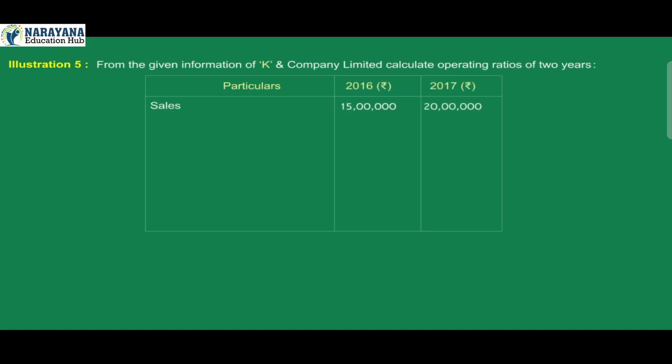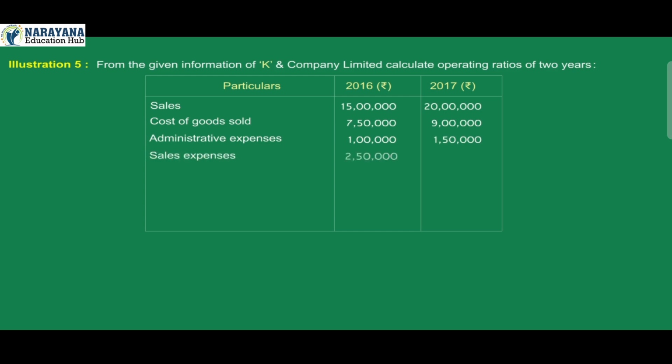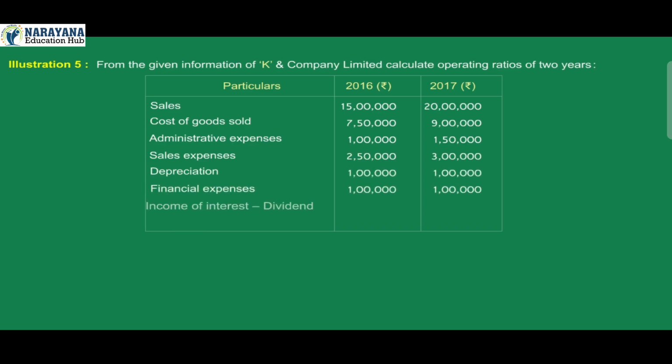Illustration 5. From the given information of K and Company Limited, calculate operating ratios of 2 years. Particulars: 2016-2017. Sales 15 lakh, 20 lakh. Cost of goods sold 7,50,000, 9 lakh. Administrative expenses 1 lakh, 1,50,000. Sales expenses 2,50,000, 3 lakh. Depreciation 1 lakh, 1 lakh. Financial expenses 1 lakh, 1 lakh. Income of interest, dividend 2 lakh, 2 lakh. Other expenses, non-operating 50,000, 50,000.